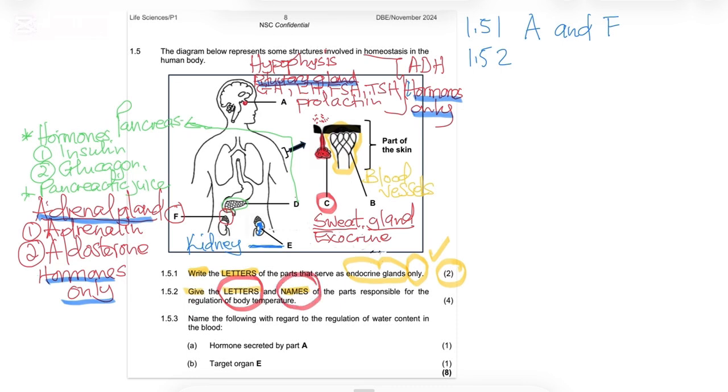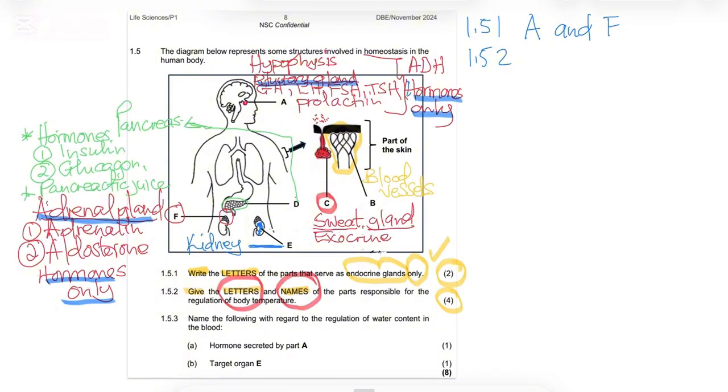Normally, students would forget that they are required to provide two things here, and they would just provide either the letters or the names. But I urge you to be vigilant here and be alert so that you don't lose marks. And this question is worth 4 marks. So let's make sure that we are vigilant when answering such questions. All right, so the letters and the names of the parts that are responsible for regulation of body temperature. So this is about temperature, thermoregulation, right?